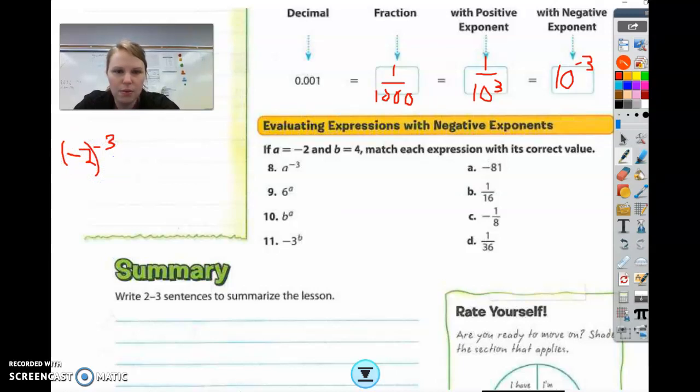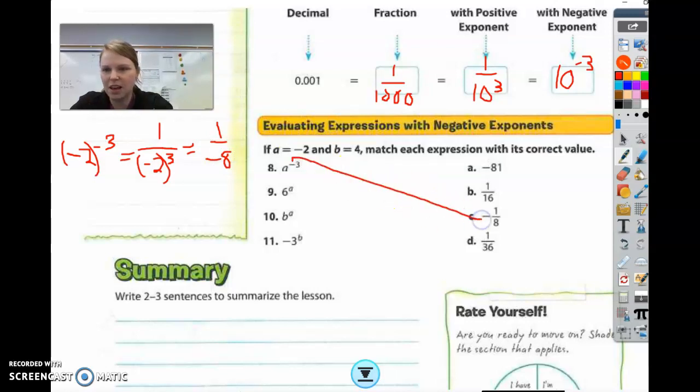Okay, so that would be the same. Let's go ahead and get rid of that negative exponent. So that would be the same as saying 1 over negative 2 to the third power, right? So now let's figure out what is negative 2 to the third power. What's negative 2 times negative 2? It's positive 4, right? Times negative 2 again. So that would be positive 4 times negative 2. Negative 8. I think it's negative 8. You can plug it into your calculator to check if you want to, but I think we got it. So we're going to say that matches.